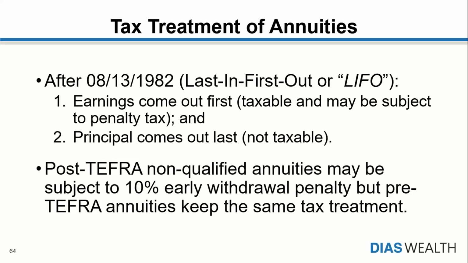Know this. Let's just say that you had a client that had a pre-TEFRA annuity, meaning that their earnings came out last and the principal came out first. They can still keep the same tax treatment. So again, if your client had a pre-TEFRA annuity and they exchanged it in today's marketplace, not that there's many of them out there, they can still keep the same tax treatment.